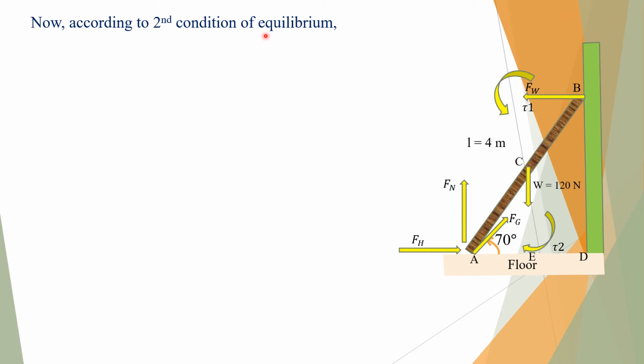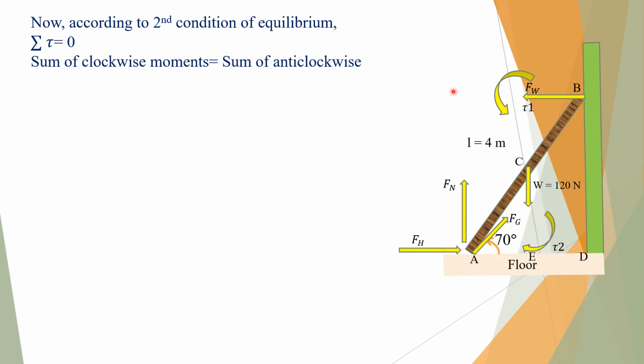Now according to the second condition of equilibrium, summation of torque is equal to 0. Summation of clockwise moment is equal to summation of anti-clockwise moment. Here clockwise moment is tau 2 and anti-clockwise moment is tau 1. So summation of tau 1 plus tau 2 is equal to 0. Tau 1 is R cross F. Here moment arm R is BD and F is the force of wall on this ladder.